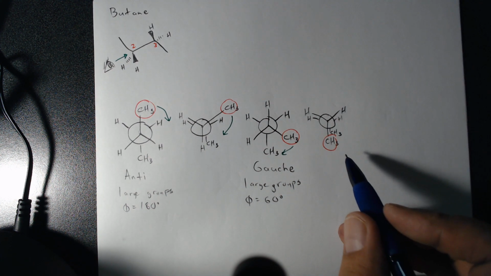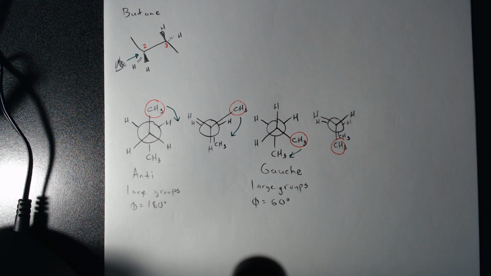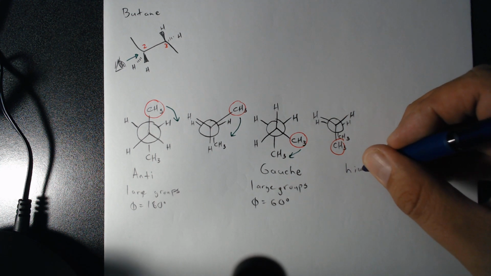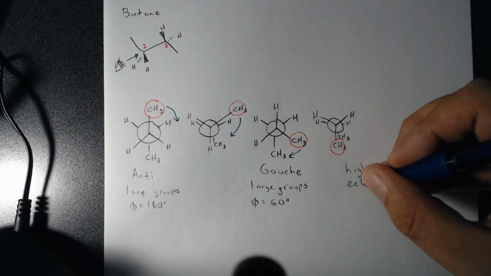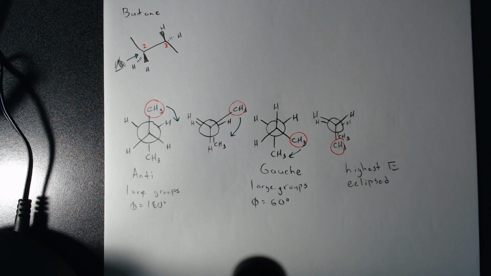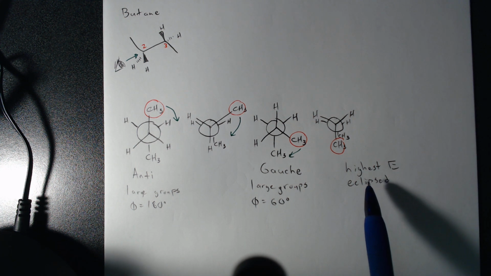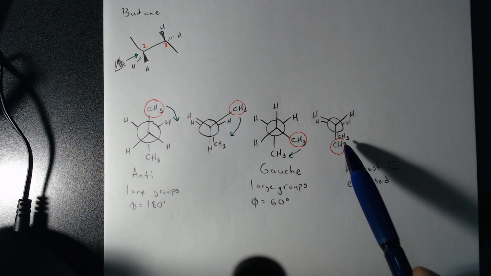And this one here, this is a special eclipsed conformation, but we don't actually have a special name for it. I'm just going to call it the highest energy. And it is eclipsed. And it works out where that's the highest energy one because the largest groups are right overlapping each other.